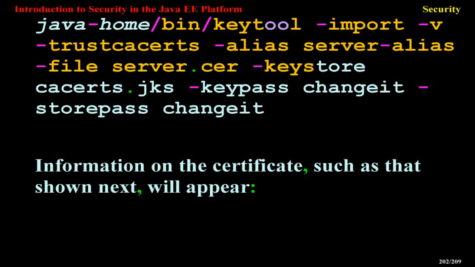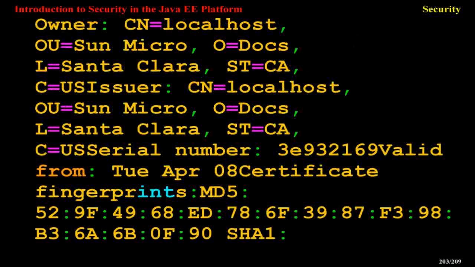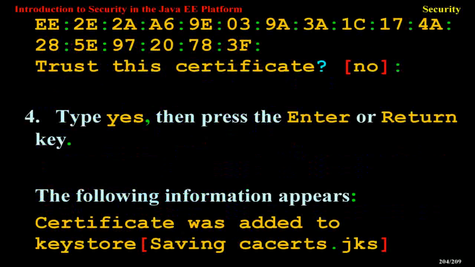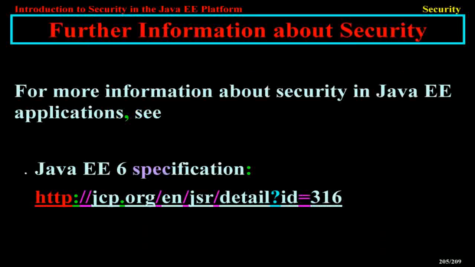Information on the certificate, such as that shown next, will appear. Owner: CN=localhost, OU=Sun Micro, O=Docs, L=Santa Clara, ST=CA, C=US. Issuer: CN=localhost. Trust this certificate? [no]: Type yes, then press the Enter or Return key. The following information appears: Certificate was added to keystore. Saving cacerts.jks.